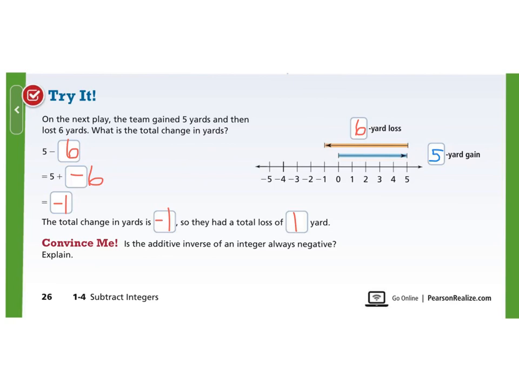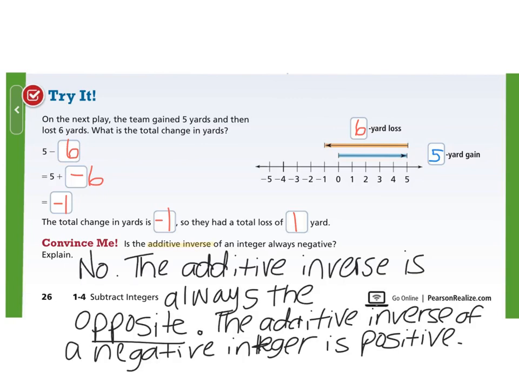Check your work and your answers for the try it. Now take a look at the convince me. Is the additive inverse of an integer always negative? Did you remember that additive inverse is another way of saying opposite? Remember that the additive inverse of a negative integer would be positive. The additive inverse of a positive integer would be negative.